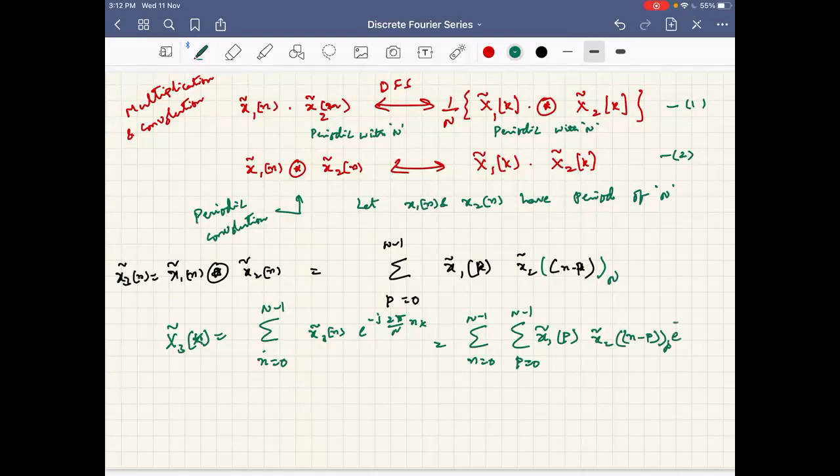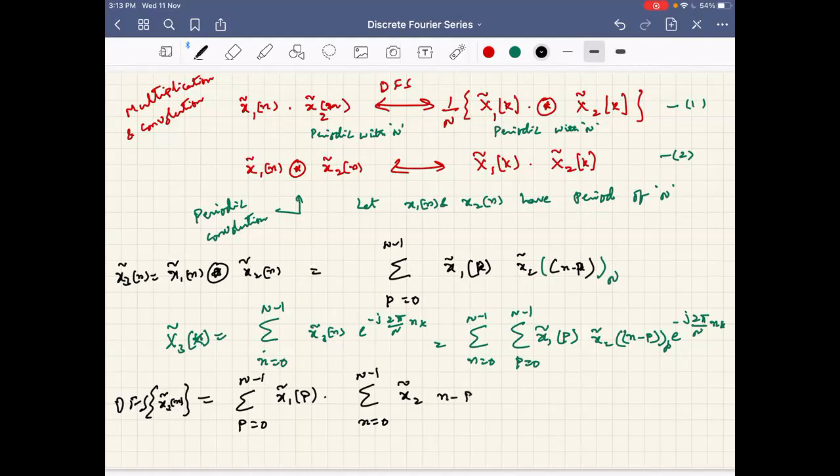e power minus j 2 pi by n nk, right? So let us take the p terms outside. To simplify, p is equal to 0 to n minus 1. What we are looking at is x3 of k, that is the DFS of x3 tilde of n. x1 tilde of p into the sum n equal to 0 to n minus 1, and x2 tilde of n minus p modulo n, e power minus j 2 pi by n nk.